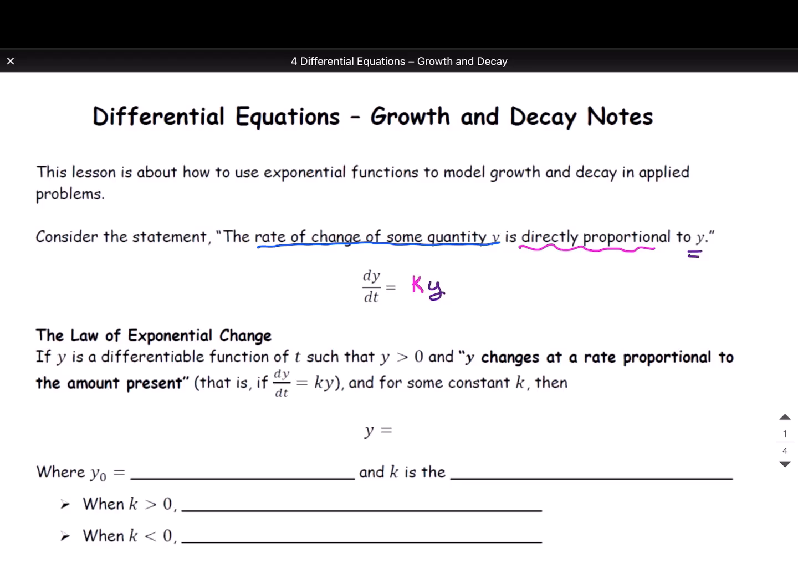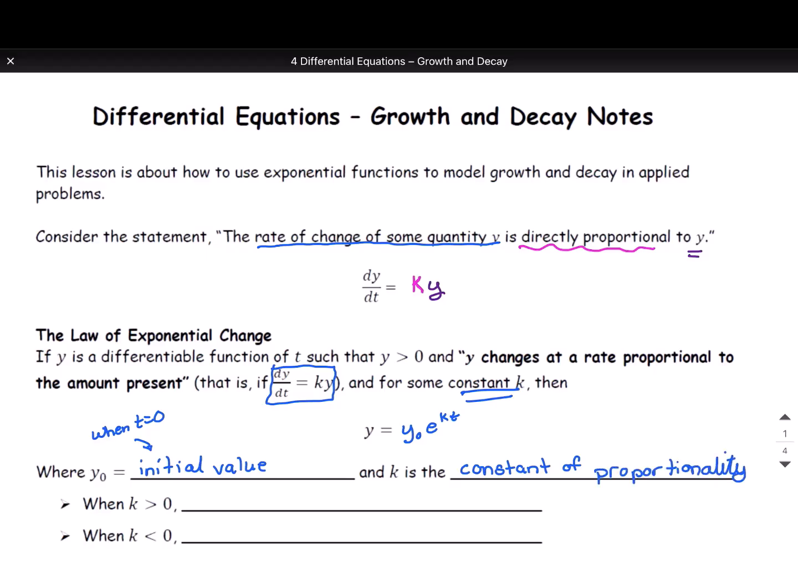If y is a differentiable function of t such that y is greater than 0 and y changes at a rate proportional to the amount present, that means we have this differential equation dy dt equals ky, and k is a constant. Then we know by the law of exponential change, and the fact that we've already solved this a few times, that y equals y naught e to the kt, where y naught is the initial value, that means it's the value of y when t equals 0, and k is the constant of proportionality.